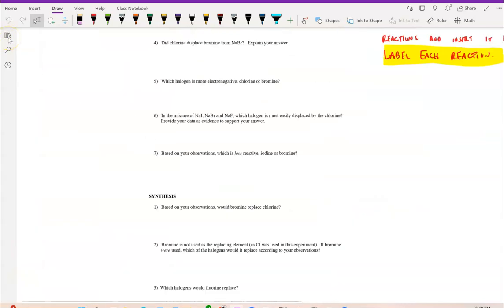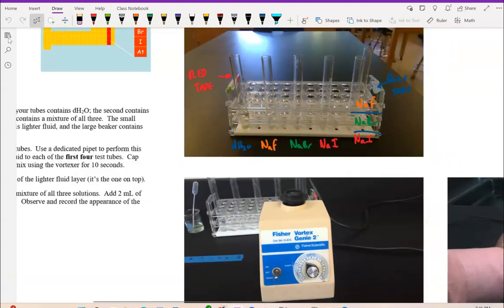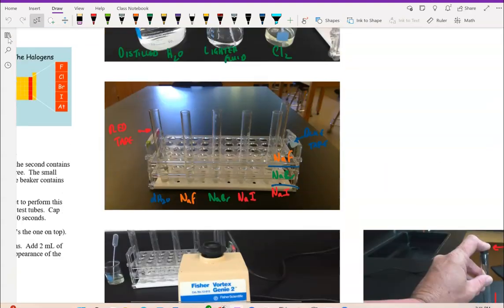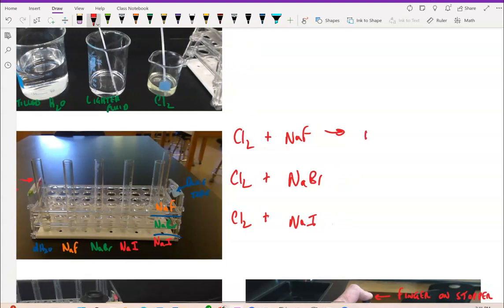And so we remember that when we did this, we had 3 equations that we were trying to test. If you'll recall, we had reacting chlorine with sodium fluoride, chlorine with sodium bromide, and chlorine with sodium iodide. And remember that this one didn't do anything, but these 2 did. We got sodium chloride and bromine, and we got sodium chloride and iodine.